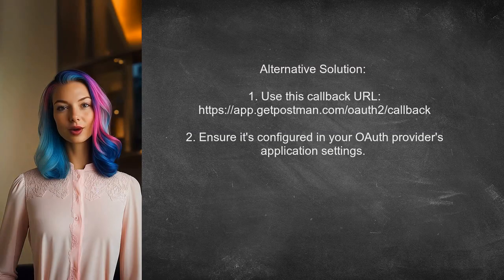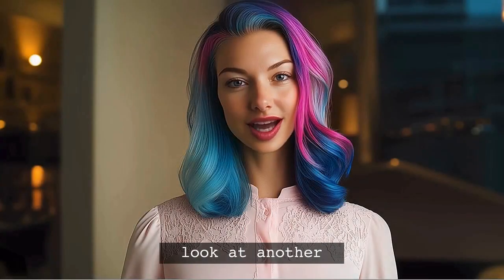An alternative solution suggests using the callback URL https://app.getpostman.com/oauth2/callback for the implicit or authorization code grant types. This user found that it worked for them, but also emphasized the importance of configuring this URL in the application settings of your OAuth provider. Let's take a look at another answer from another user.